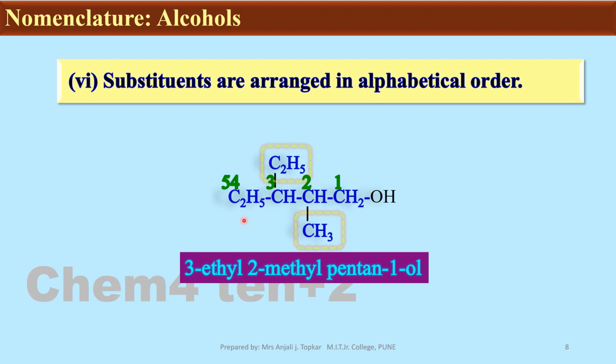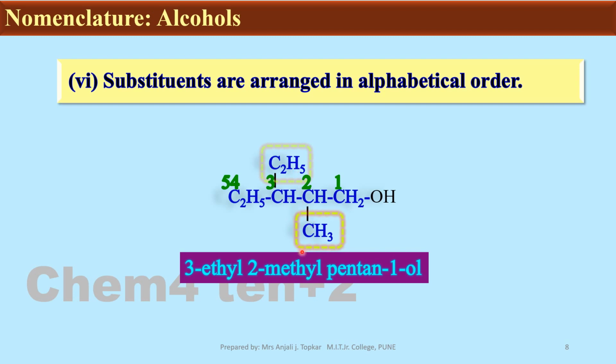So it is the derivative of pentane. E of pentane is removed and replaced by OL. Since the OH group is attached to the first carbon atom, we have to indicate the locant here. So pentan 1-ol. Now in the longest chain we find 2 substituents are attached.